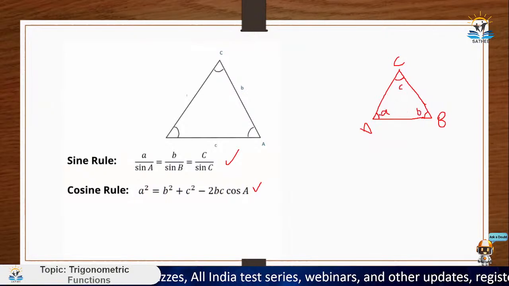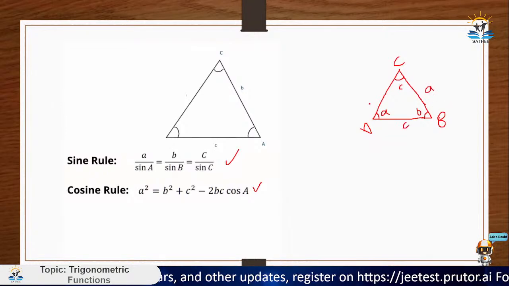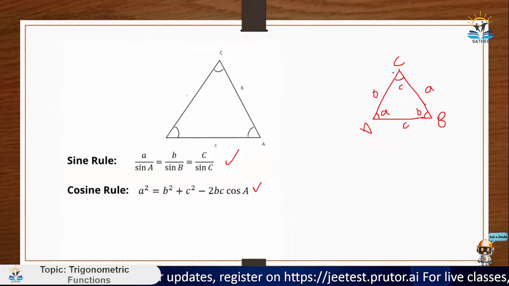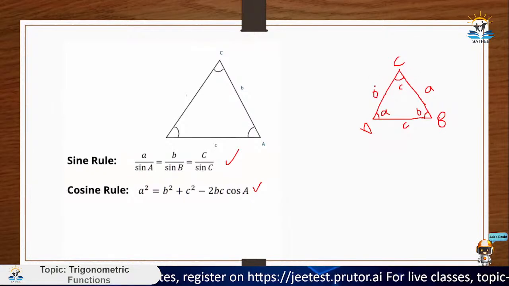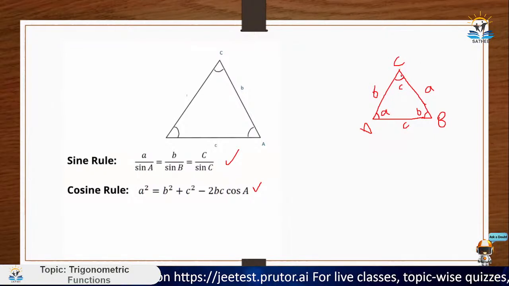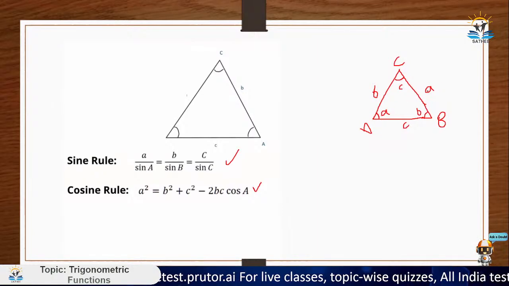So basically A upon sine A. This is angle A, and the side opposite to this is also A. The side opposite to this is C, and the side opposite to this is B. So basically the length of this side is A, the length of this side is C, and the length of this side is B. And how did I assign these? I just took the side opposite to it. Opposite to angle C is this side, so this is C. Opposite to angle A is this side, so this is A. Opposite to angle B is this side, so this is B.